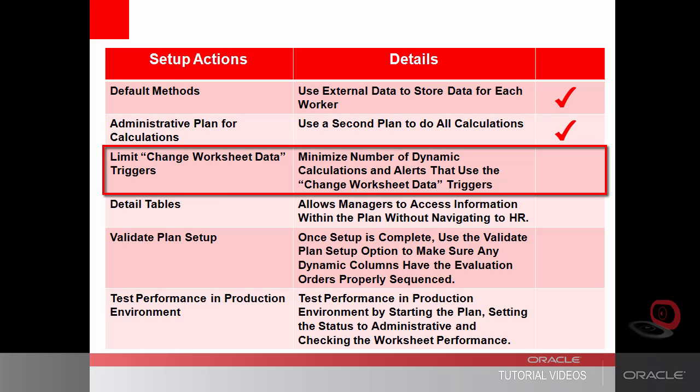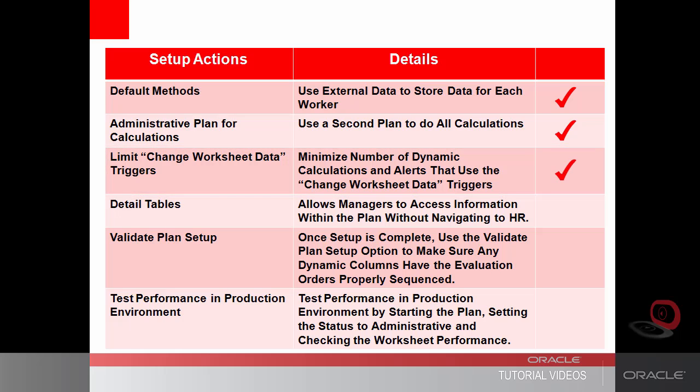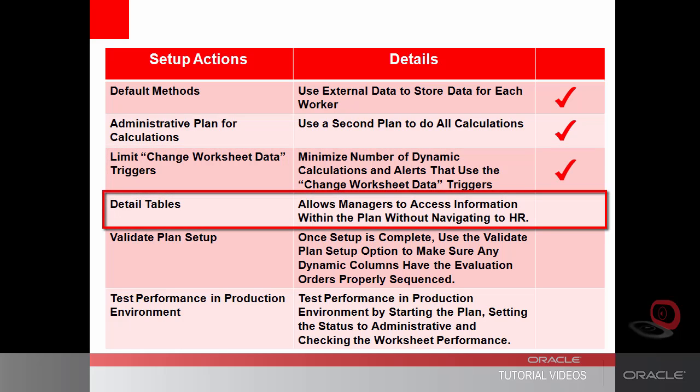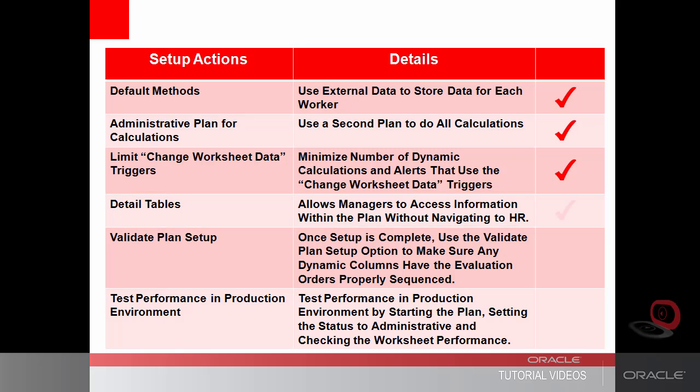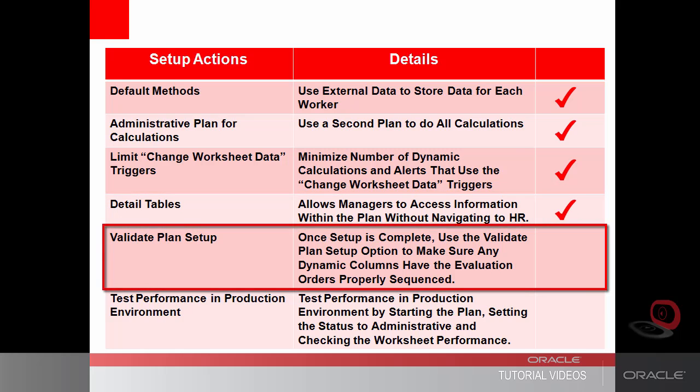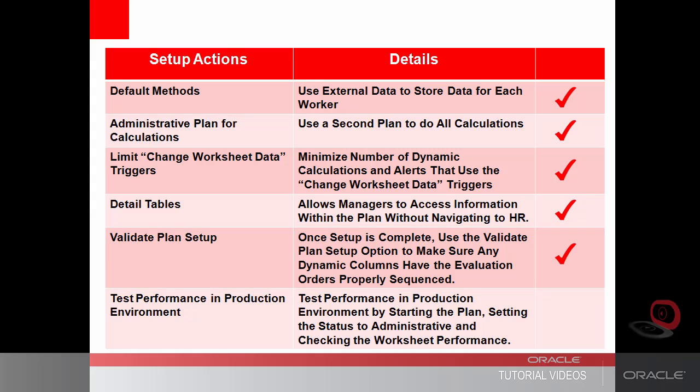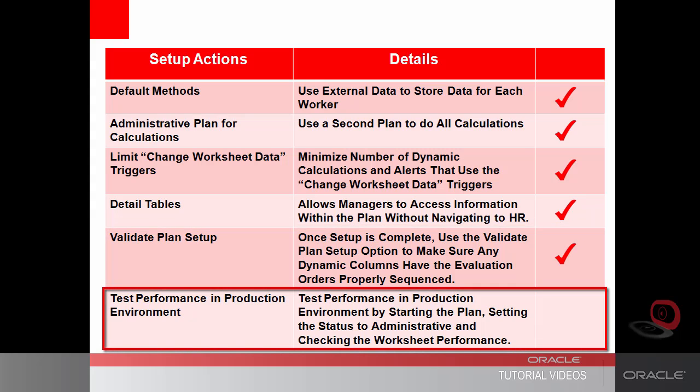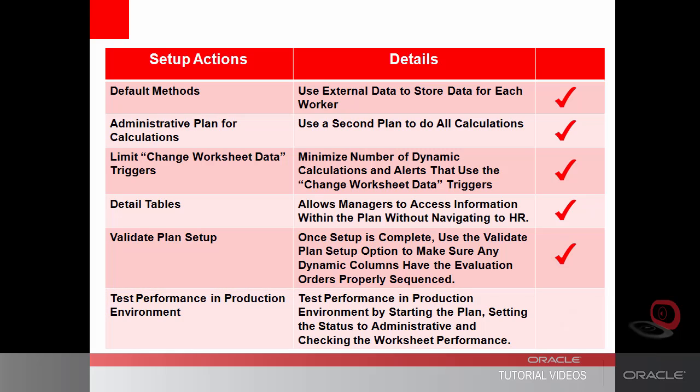Limiting the number of dynamic calculations and alerts that use the Change Worksheet Data trigger, as this is a major impact on worksheet performance. Enabling detail tables so that managers can access information within the plan without navigating to HR or scrolling through the worksheet to find the information they're looking for. Validating the plan once setup is complete to make sure any dynamic columns I do configure have the evaluation orders properly sequenced. Testing performance in our production environment by starting the plan, setting the status to administrative, and checking the worksheet performance.